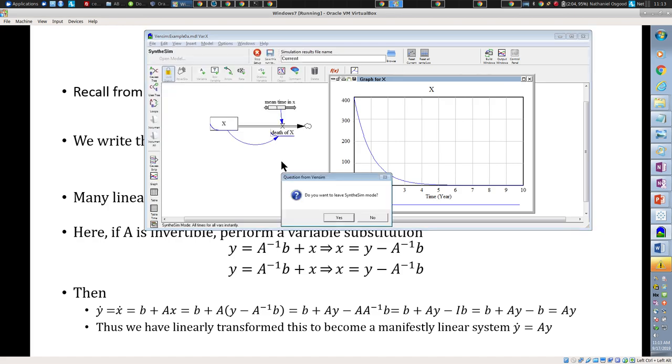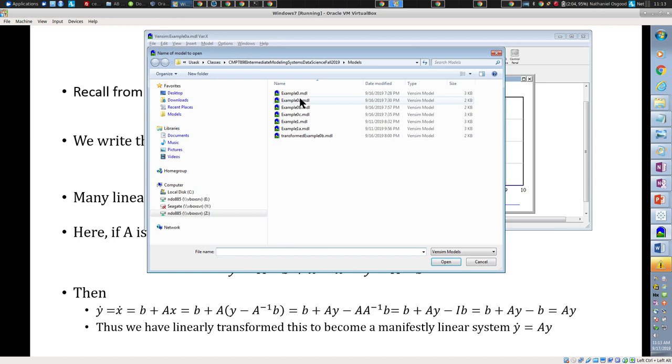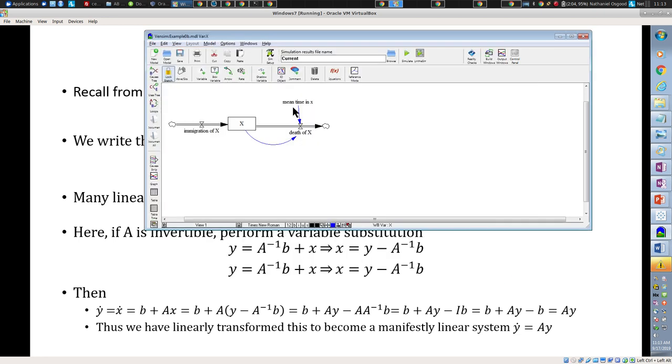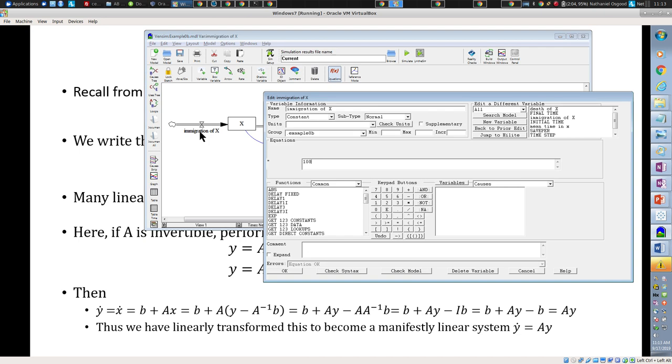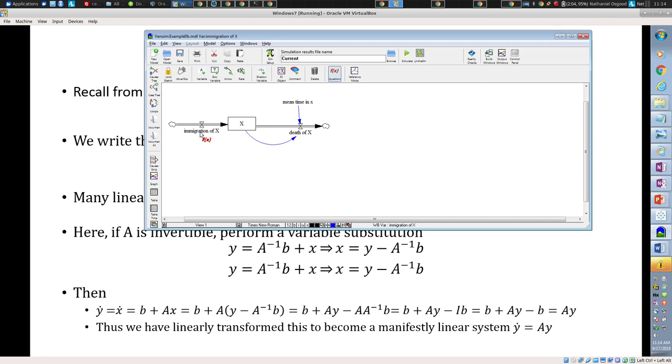to Vensim. So here we go. Okay, so here we're going to have something different. What's different in this? We have an inflow. And this inflow is going to be constant here, okay? It's going to be 100 bacteria coming in to this system per unit time, okay? We still have the same outflow, the same mean time.